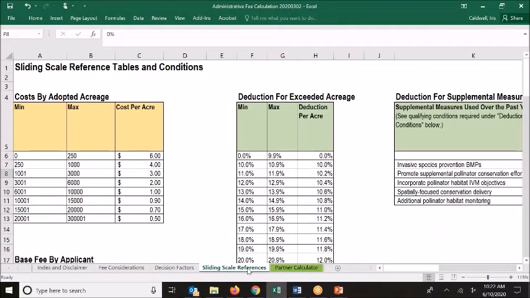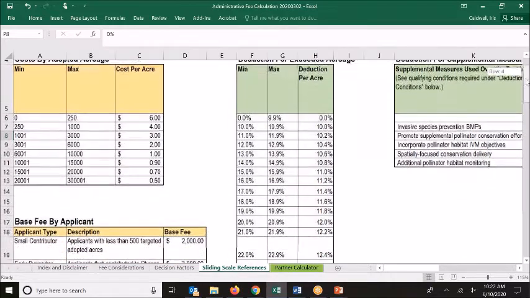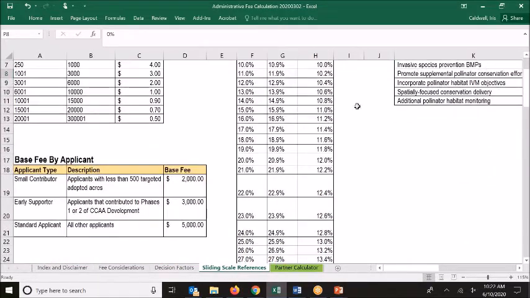Next tab here includes really a lot of the background data that's used in the calculator itself. So here you can see the sliding scales of costs per adopted acres. All of these tables are basically being referenced in the calculator tab. Here's some definition on the differences in base fee, which we'll be looking at when we get to the calculator tab here in just a second.